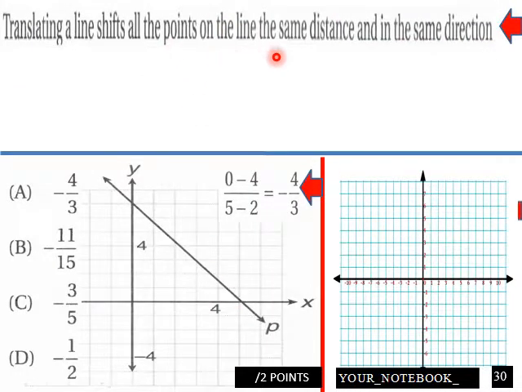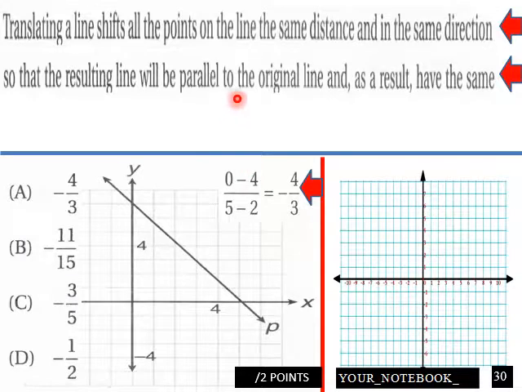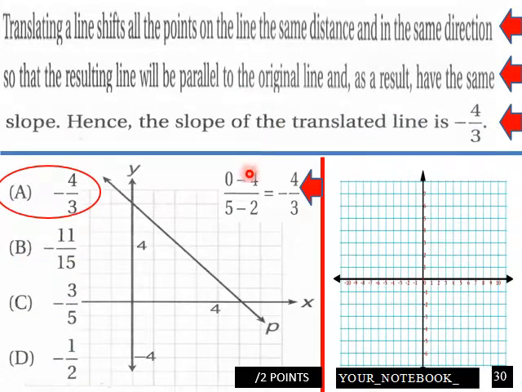Translating a line shifts all points the same distance in the same direction. It will be parallel to the original line and so have the same slope. Hence the slope of the translated line will be negative 4/3.